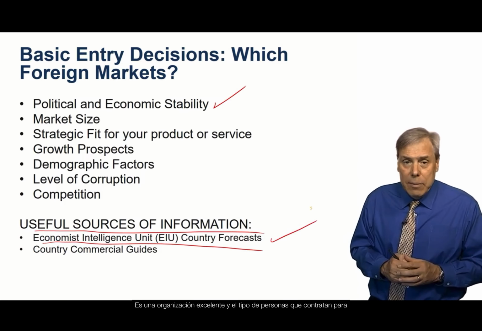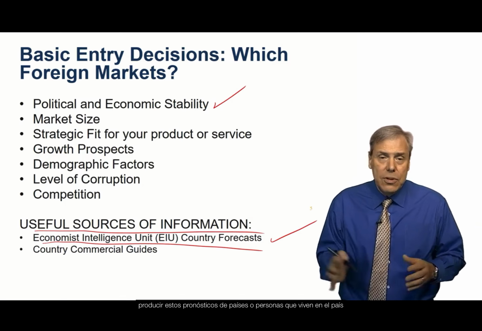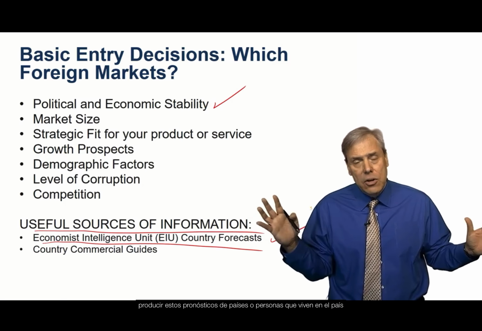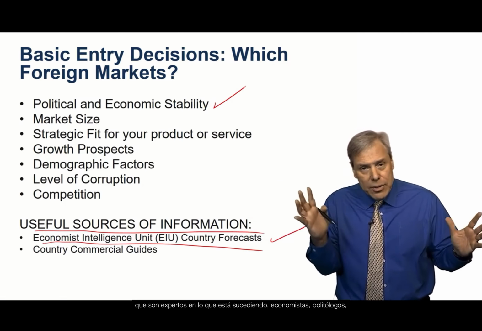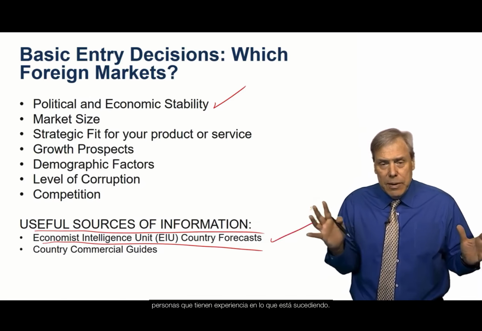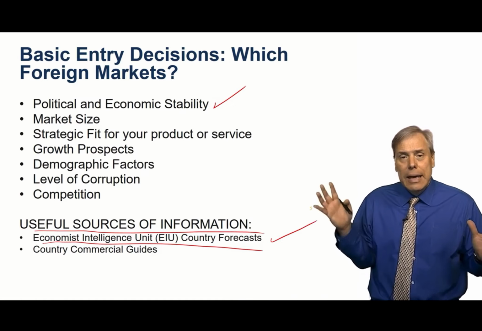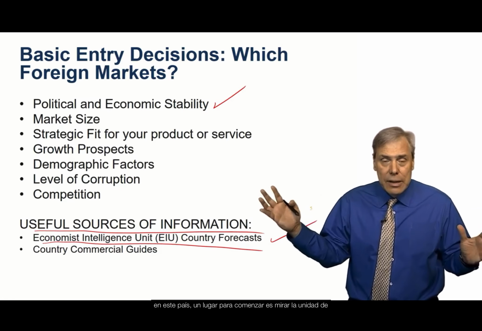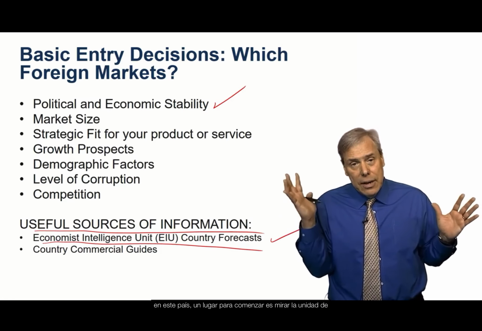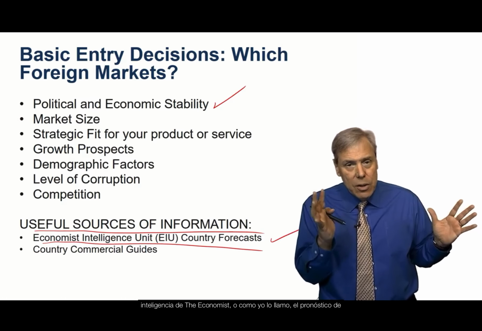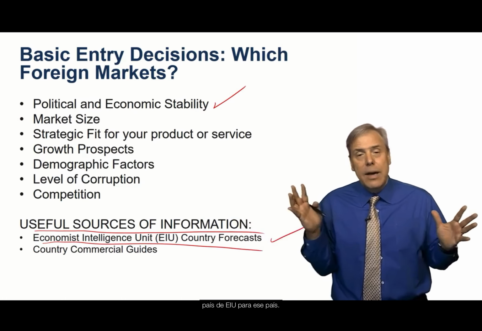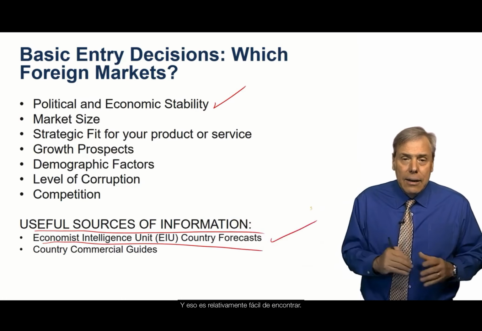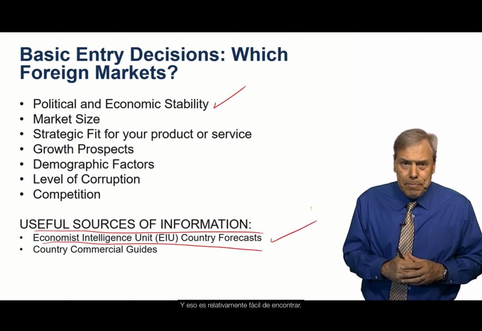And the kinds of people that they hire to produce these country forecasts are people that are living in the country, that are experts on what is happening: economists, political scientists, people that have expertise in what's going on. So if you're trying to assess, should our company even be in this country, one place to start is looking at the Economist Intelligence Unit, or as I call it, the EIU country forecast for that country. And that is relatively easy to find.